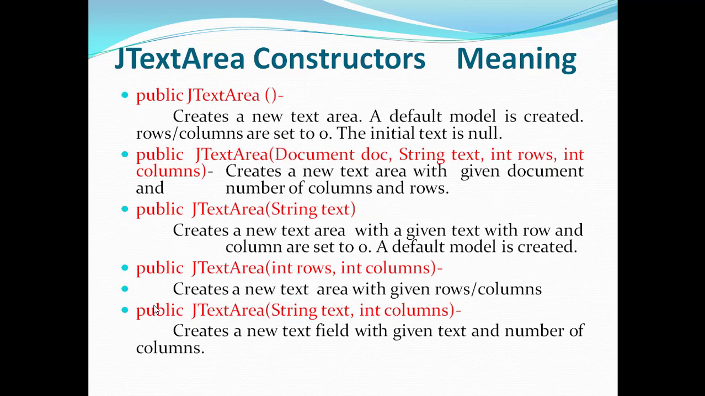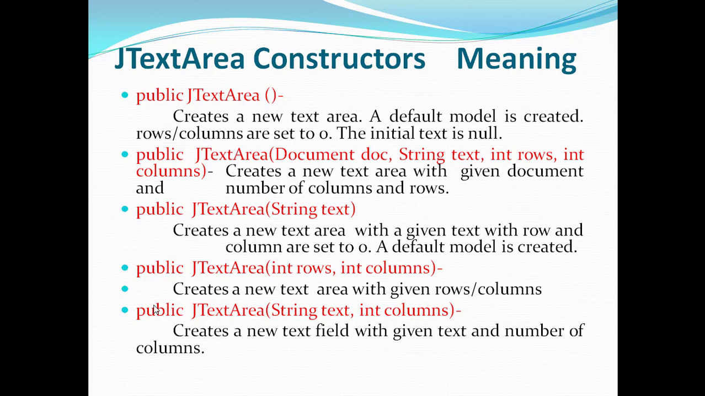Some constructors of JTextArea and their meaning. First, public JTextArea creates a new text area. A default model is created, rows and columns are set to 0, and the initial text is null. This is the default constructor. Second, public JTextArea(Document doc, String text, int rows, int columns) creates a new text area with the given document and number of columns and rows.